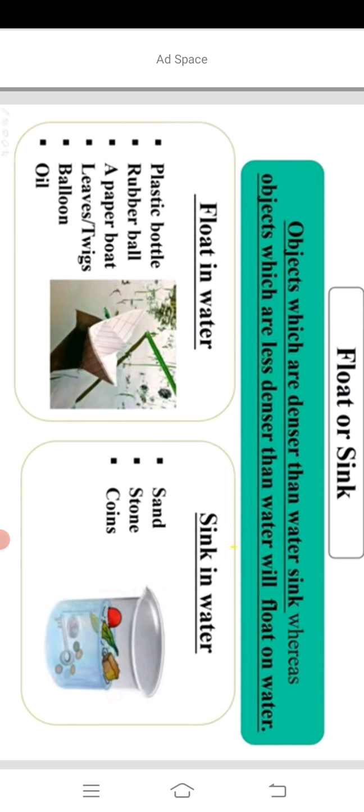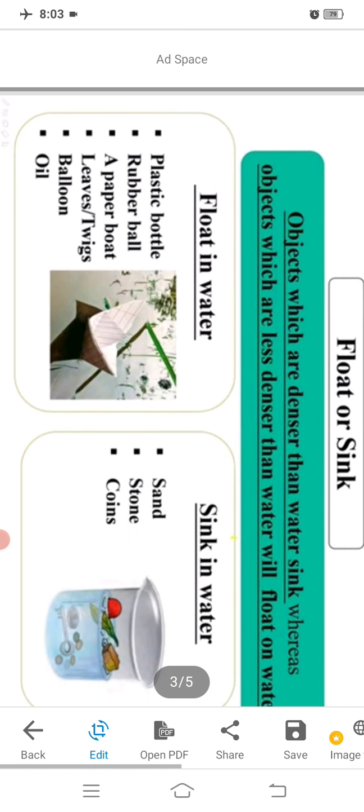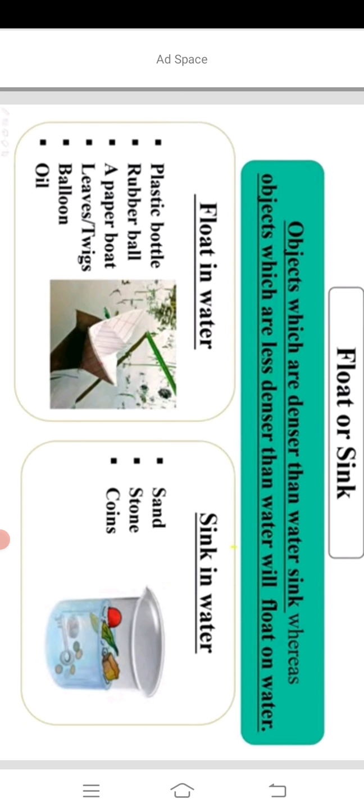Objects which are denser than water sink, whereas objects which are less dense than water will float on water. See the example. If we take a plastic bottle, rubber ball, paper boat, dry leaves, they float in water, whereas sand, stones, coins sink in water. So depending on density, objects may float or sink in water. I hope you understand that.